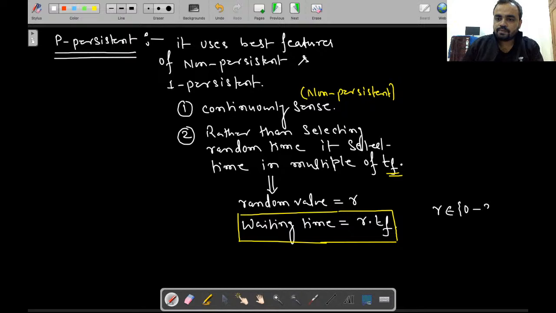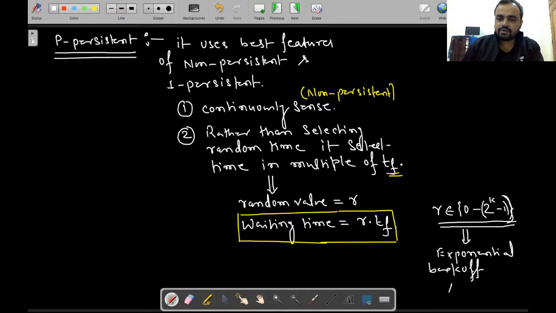0 to 2 to the power k minus 1. So what is the k? Everything I will discuss later on, because this is part of the exponential backoff algorithm. In the exponential backoff algorithm, I will discuss each and everything. Once I start this particular topic, I will explain each and everything. So just have some patience.